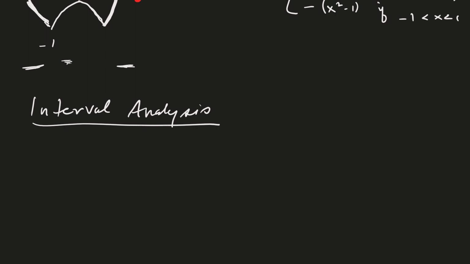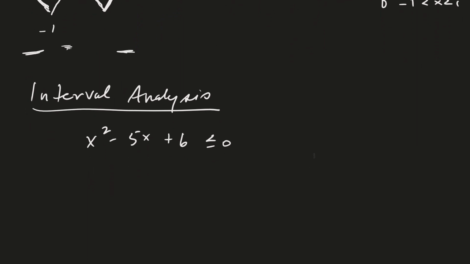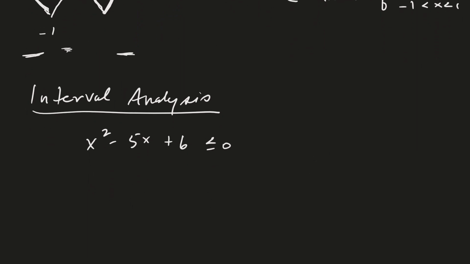And so by that I mean, how would you solve the following? Like x squared minus 5x plus 6 is less than or equal to 0. We could do it geometrically like we did up here, but that can be kind of difficult. It's probably easier if we can factor that. So if we factor that, that's x minus 2 times x minus 3 is less than or equal to 0.